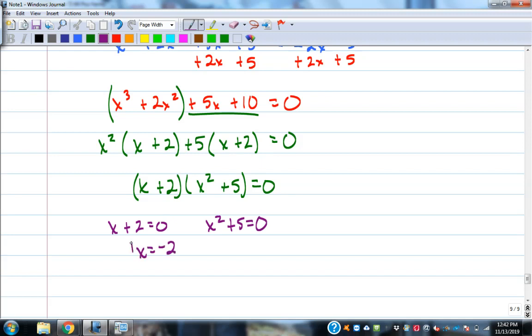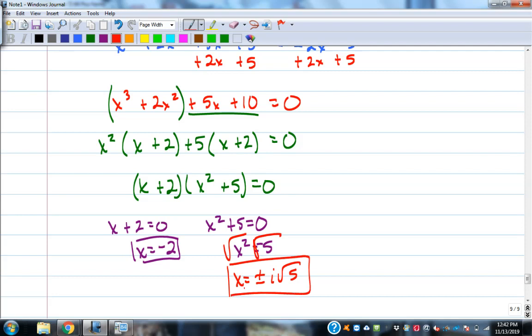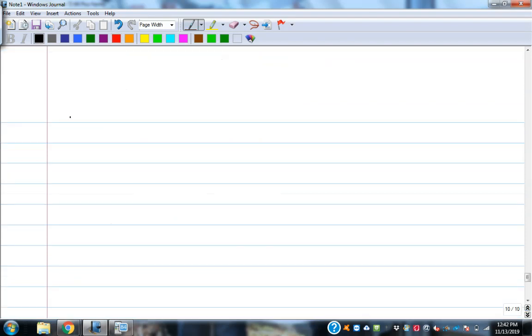x equals negative 2. x squared equals negative 5. Take the square root. Plus or minus what? Radical 5. How many solutions should we have found? Did we find 3? Yeah, there's 3 of them there. Okay. Last one.